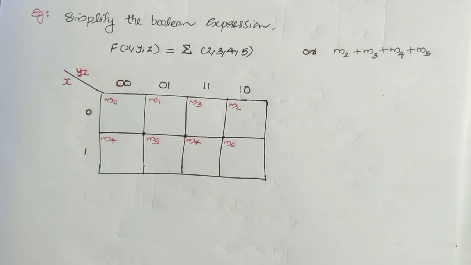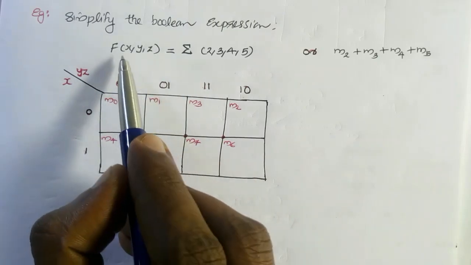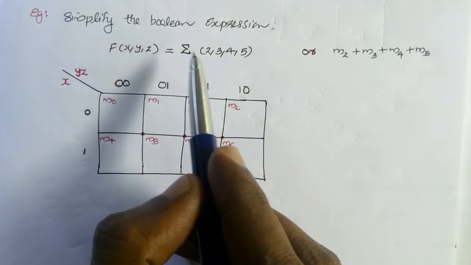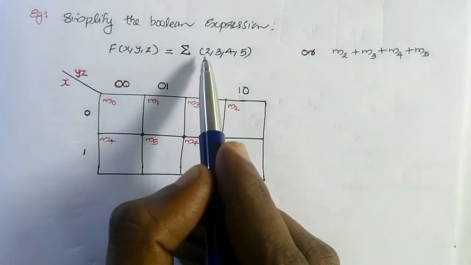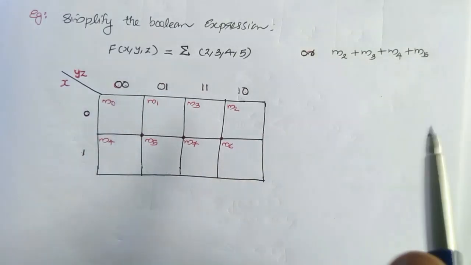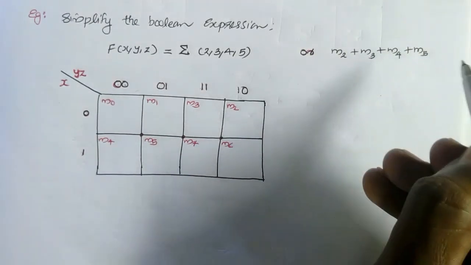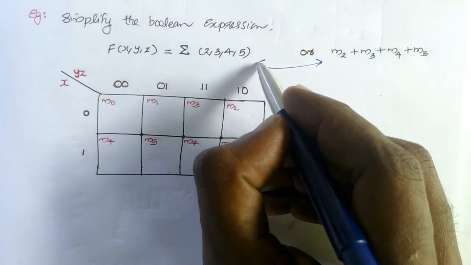Okay, let's take an example. Simplify the Boolean expression f of x y z equals sigma 2 3 4 5. This sigma means these are min terms, or you can write it as m2 plus m3 plus m4 plus m5. This is similar to this. Both are similar.